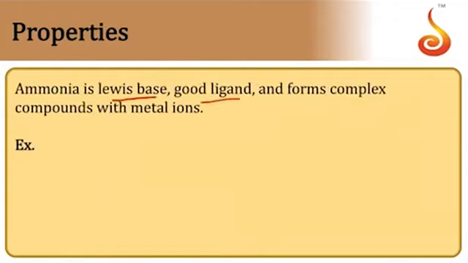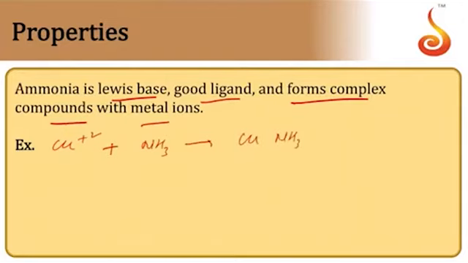Ammonia is a Lewis base and a very good ligand, and forms complexes with metal ions. For example, if you take copper sulfate, it reacts with ammonia and forms a complex, [Cu(NH3)4]2+. This complex is deep blue in color. So ammonia acts as a complexing agent, an electron pair donor.